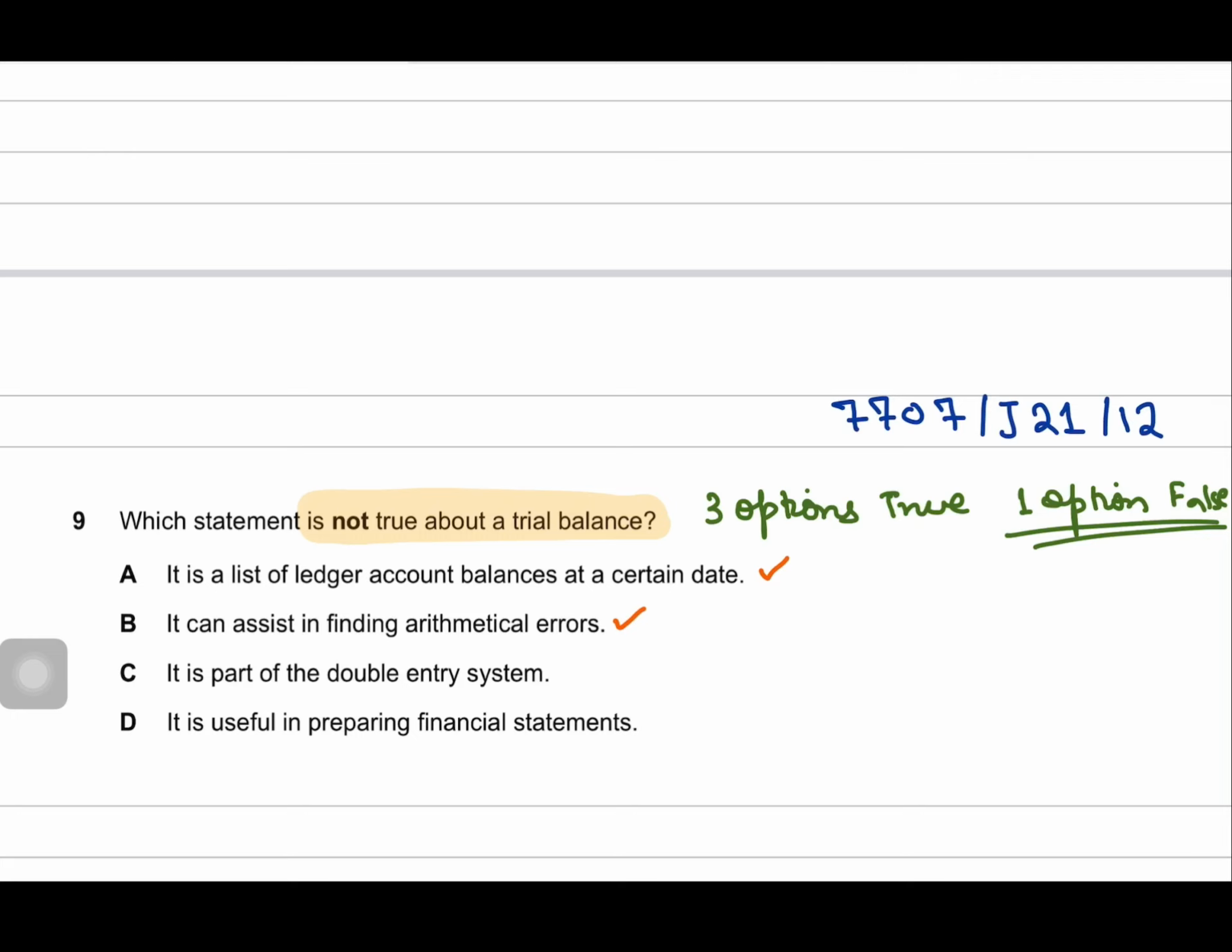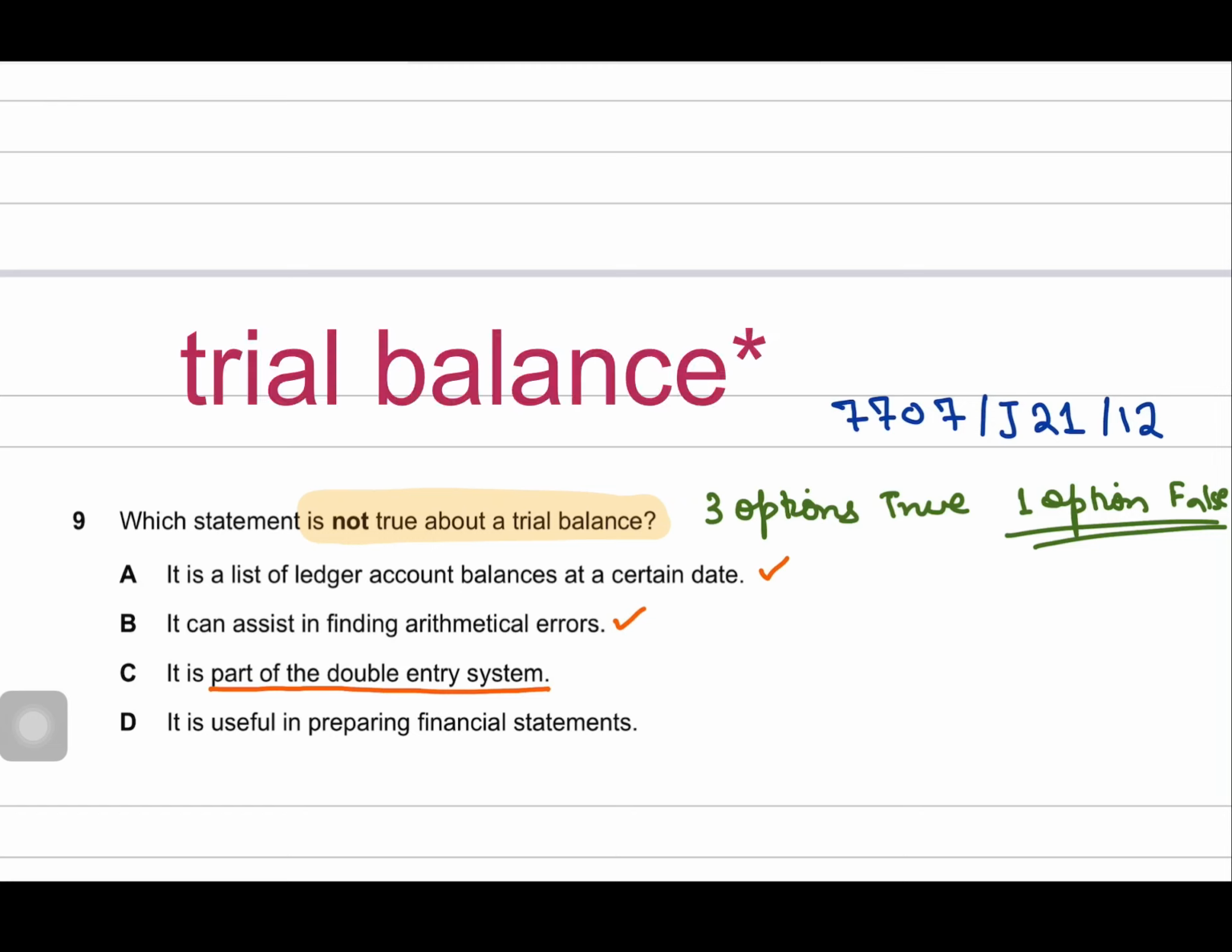So this is also right. Option C says it is part of the double entry system. Okay, so what do I mean by double entry system? Double entry system means that for every debit entry there is a credit entry. So this is right, but this is for while we are recording a transaction. We are not recording separate or individual transactions in T accounts.